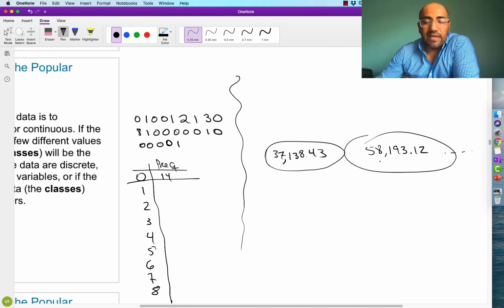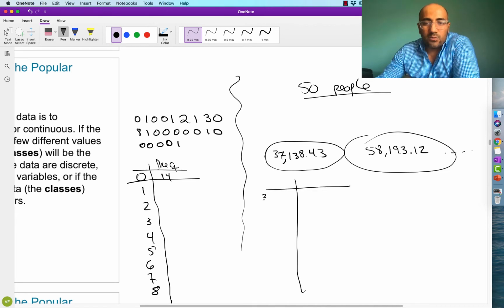And so if I have a big table, and I surveyed 50 people, I'm going to have 50 numbers, and it's probably true that all 50 people give me 50 different numbers, right? So if I was going to do a table like this, it wouldn't make sense for me to write down each one of them this way.